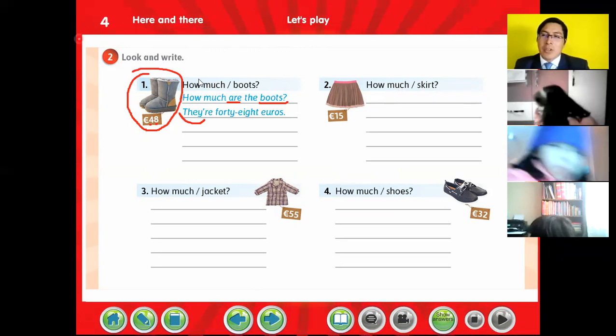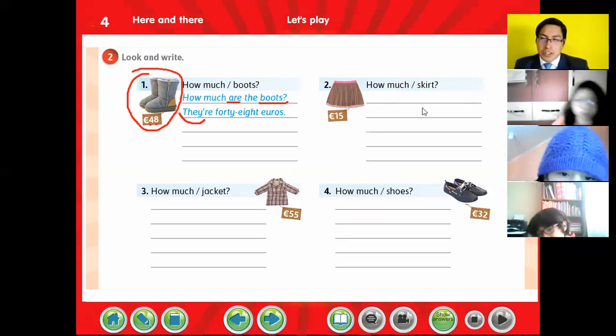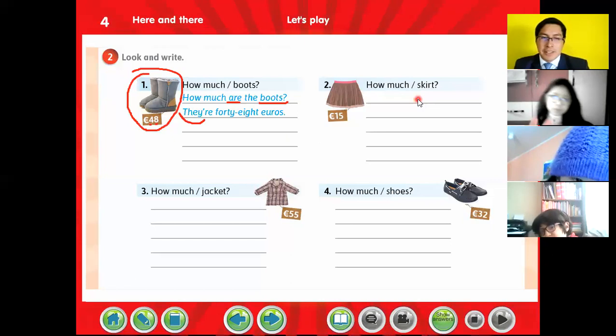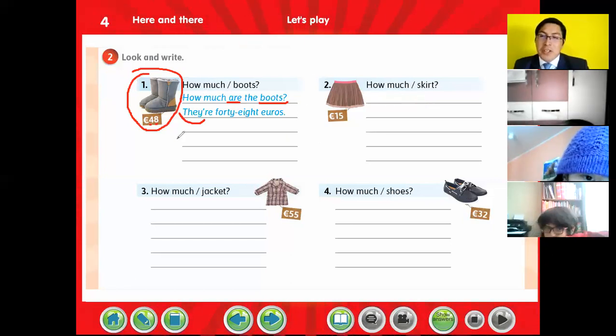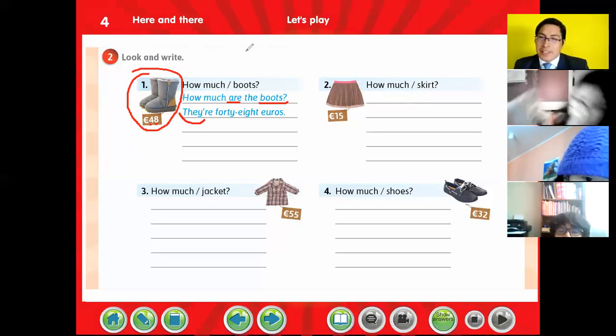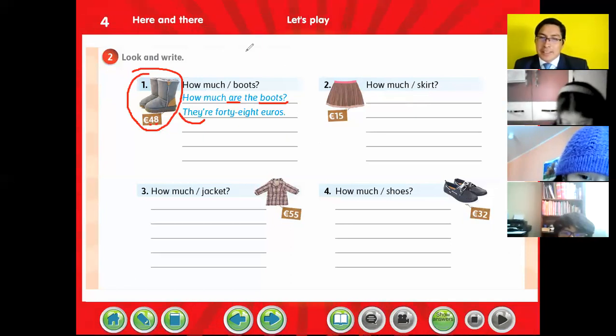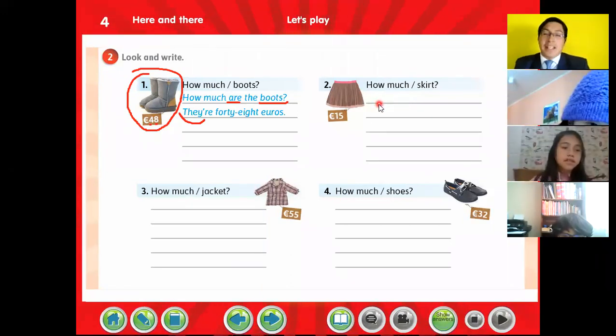Who can tell me the question? What is the question? How much is the skirt? It's in singular. How much is the skirt? Good. That is the correct. How much is the skirt?